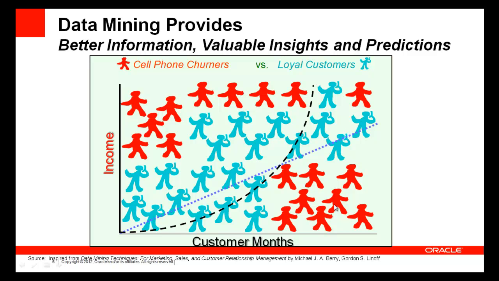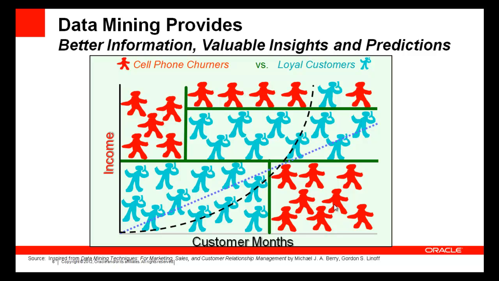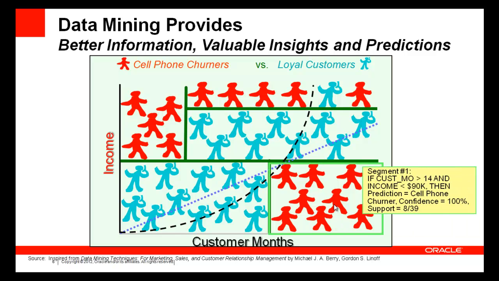But a machine learning data mining technique called a decision tree would just carve right through that very quickly and find those patterns. And of course we have that in the Oracle Data Mining product built natively inside the database. The nice thing about a decision tree is that a byproduct of a decision tree are these English-like readable rules that say if customer months is greater than 14 and income is less than $90,000, then I have a prediction. I predict that this person is going to be a cell phone churner based on past cell phone churners that I've looked at.